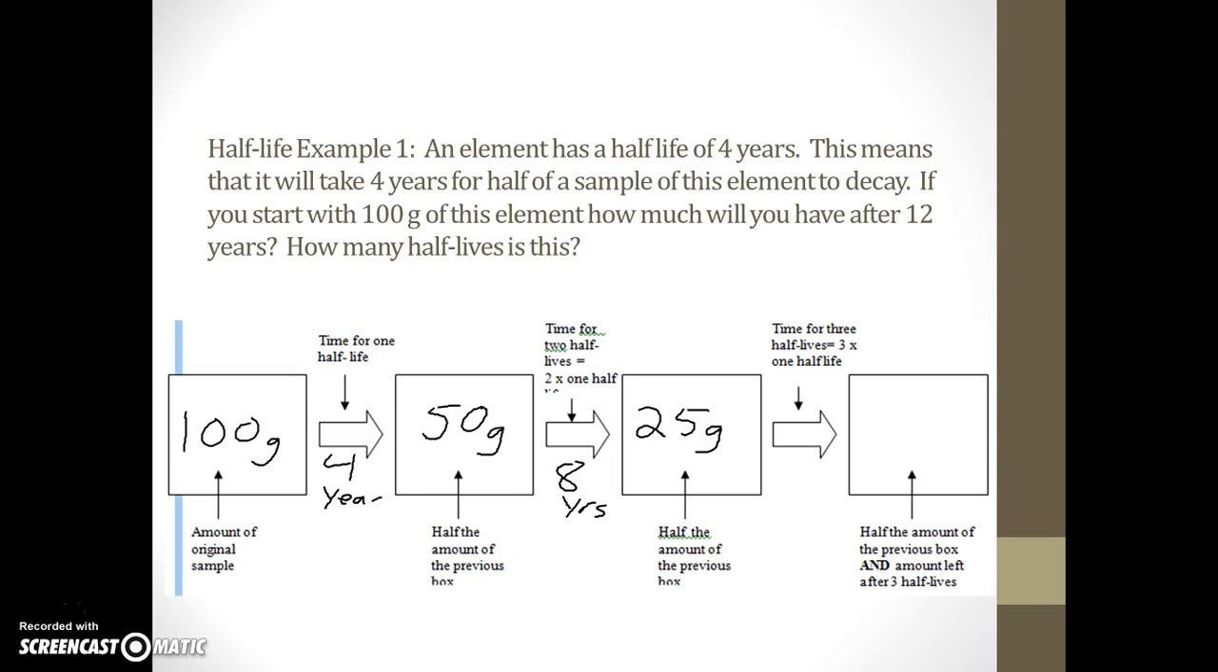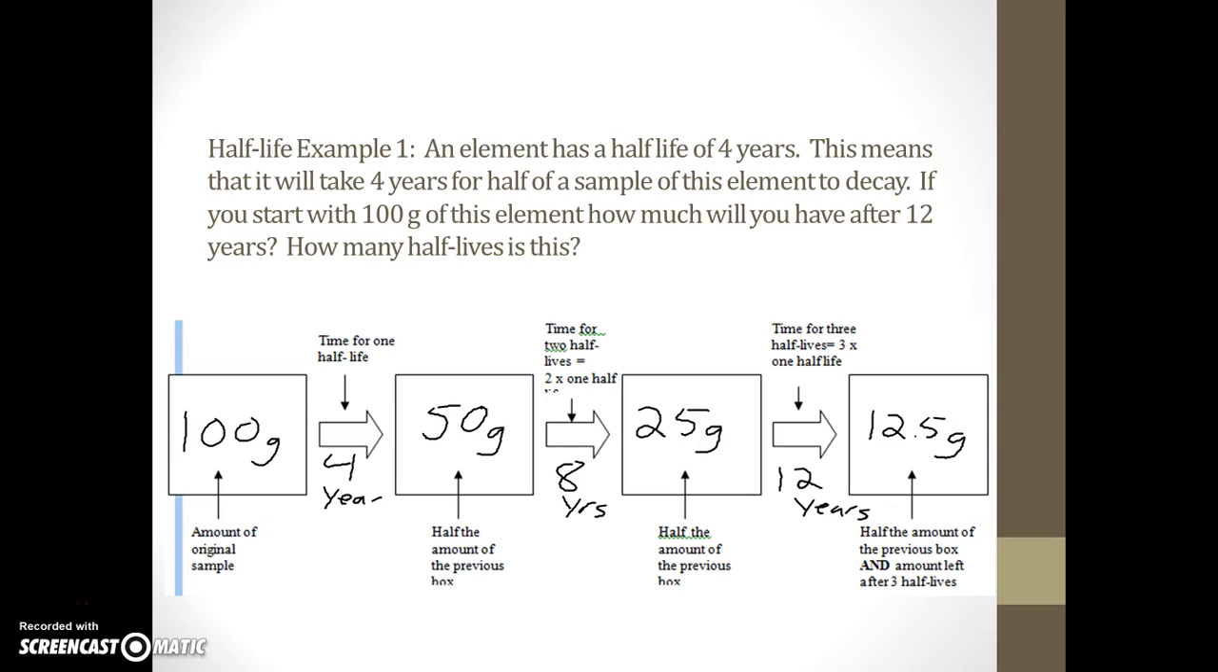Four more years, one more half-life, after 8 years would then be 12 years, and that's what the question is asking. It says after 12 years, so we know that our answer is going to be right here. We do 25 divided by 2, and we get 12.5 grams. That is our answer for how much of this element you will have after 12 years. We are going to have 12.5 grams.